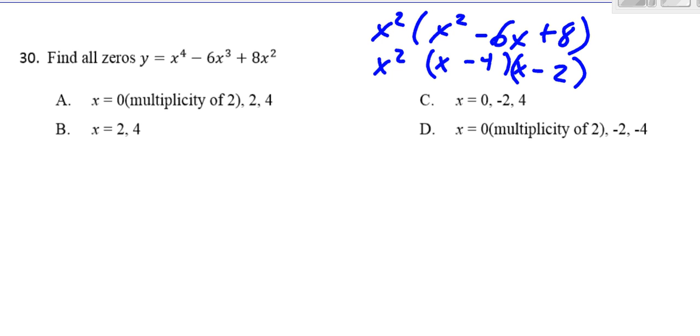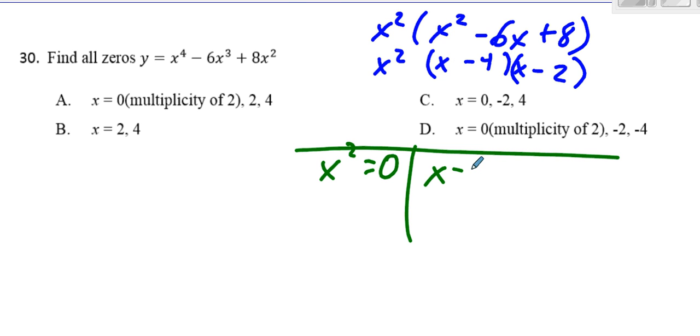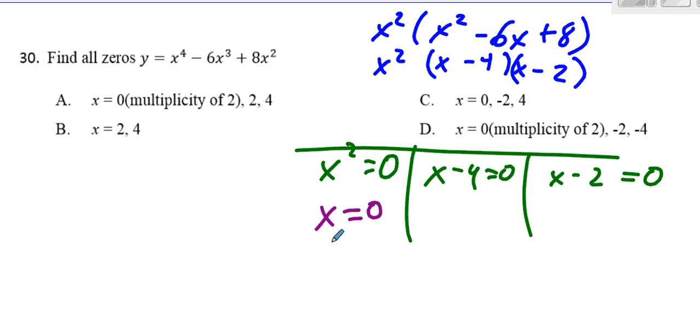Now we need to solve that. So we get x squared equals 0. X minus 4 equals 0. And x minus 2 equals 0. So you get x equals 0. Since it was squared, that's what multiplicity means. X equals 4 and x equals 2. Four and 2 and 0 with a multiplicity of 2.